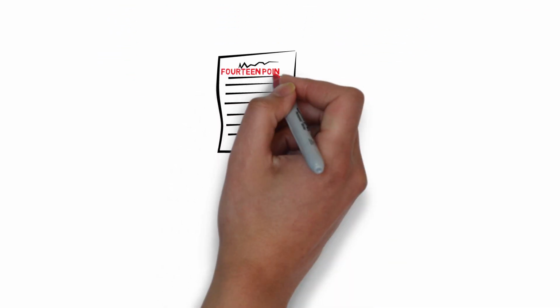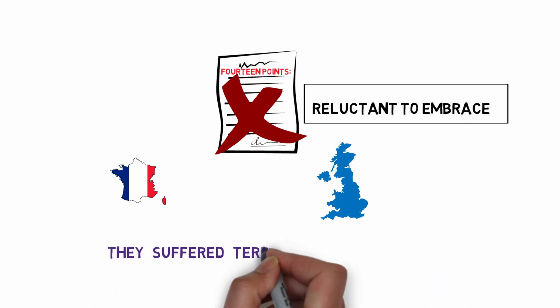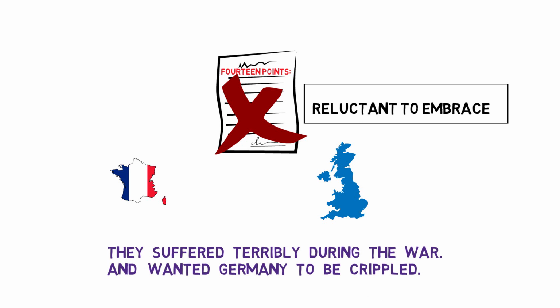Roosevelt also created 14 points, but England and France were reluctant to embrace them because they had suffered terribly during the war and wanted Germany to be crippled.